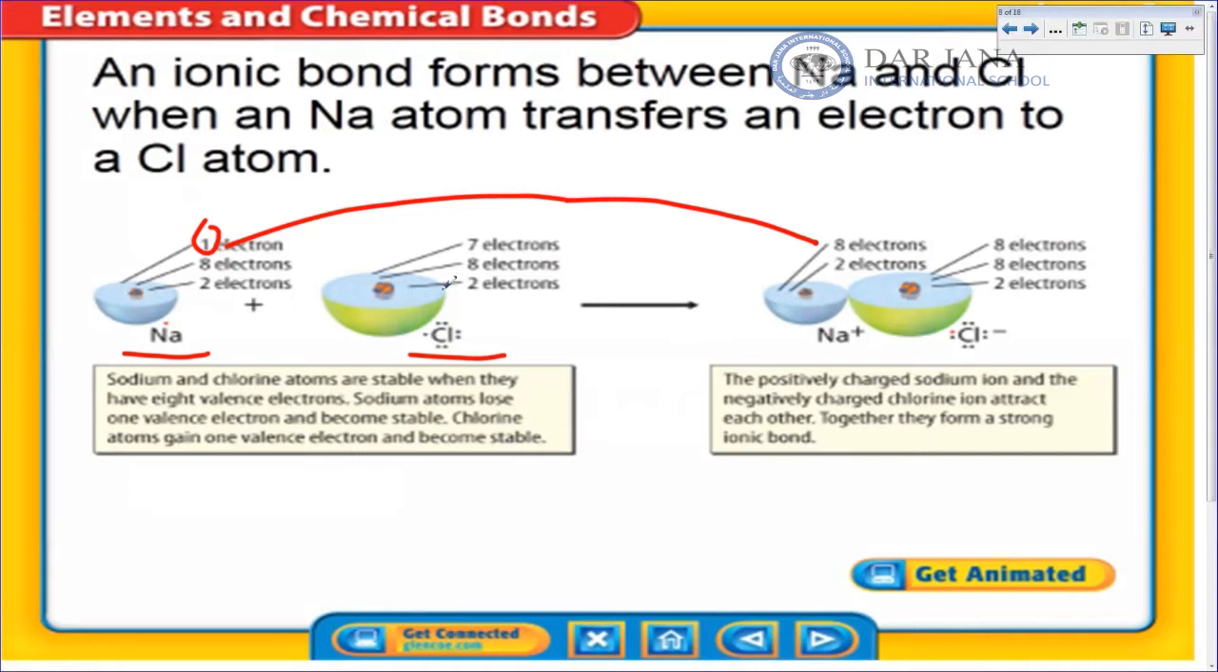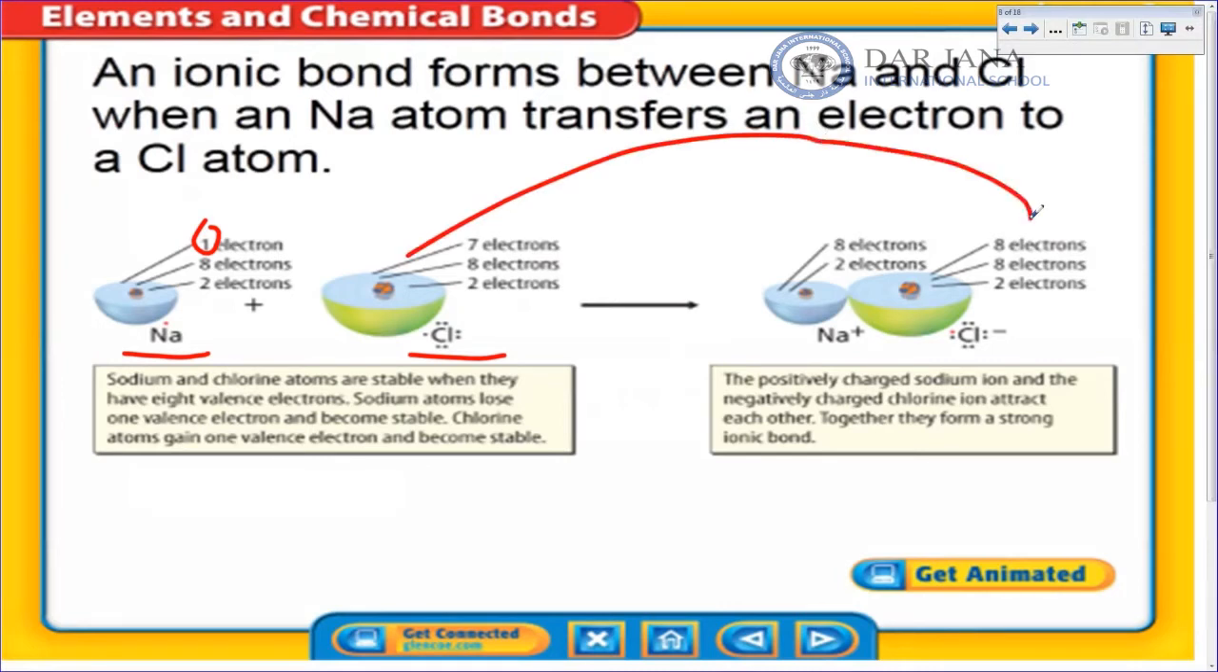While if you look at Cl now, it has 8 electrons on its highest level. Before, there were only 7 electrons at the highest level, and after gaining 1 electron from sodium, now it has 8 electrons on its highest level. So now both Na and Cl have 8 valence electrons on their highest level. So they are stable and they form an ionic compound called NaCl.